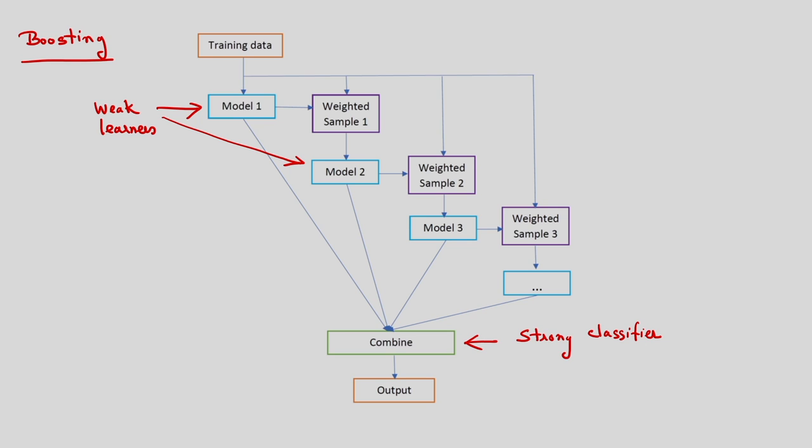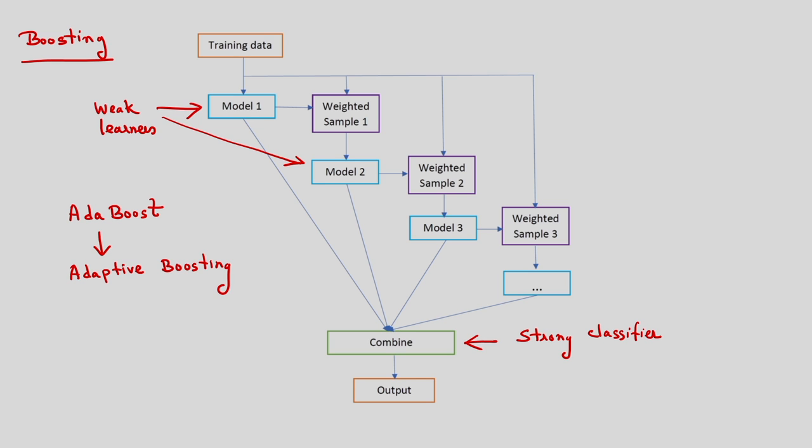So this concept is used in the AdaBoost algorithm. This algorithm I will be explaining in my next class. So what is the meaning of AdaBoost? Adaptive boosting. So the objective is to generate a strong classifier from the weak classifiers. That is the objective of the boosting.